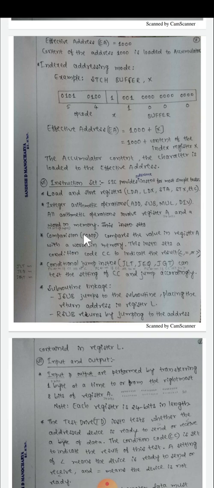Okay, and comparison. The COMP instruction compares the value in register A with a word in memory. This instruction sets a condition code CC to indicate the result: less than, equal, or greater than. As I already told, CC is used to store these values or results of less than, equal, or greater than.